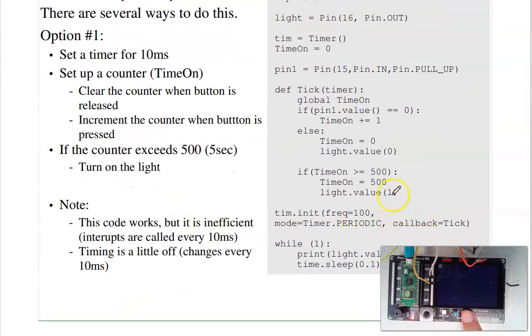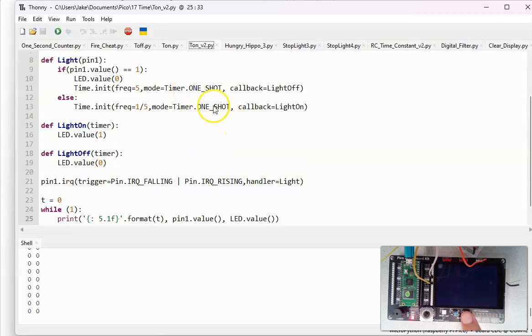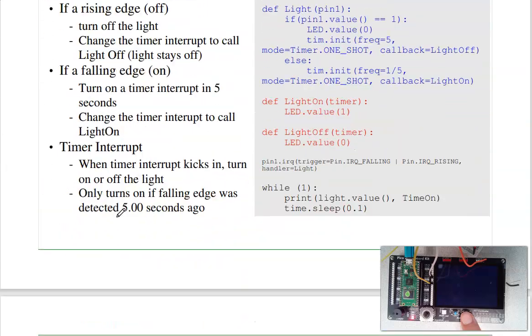Probably a little bit better way to do it because I don't have to sit there and constantly poll. I'm using a one-shot. You can see over here, I'm using a one-shot to turn the light on or off. It's going to be turned on in 5 seconds. If I release, it's going to be turned off in 200 milliseconds at 5 hertz. That's the T-on function.